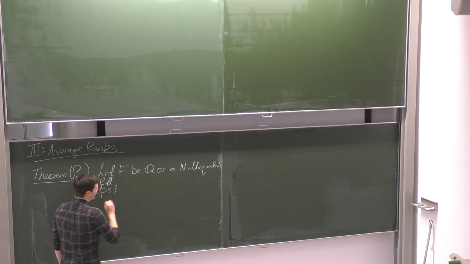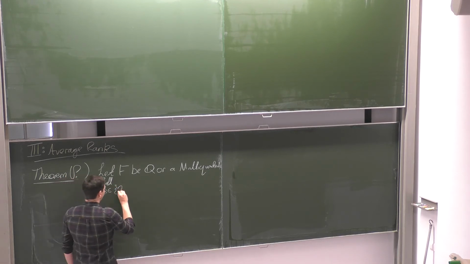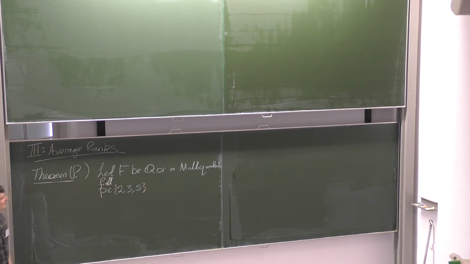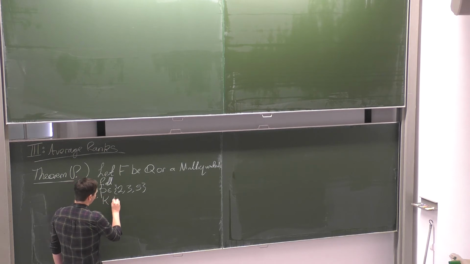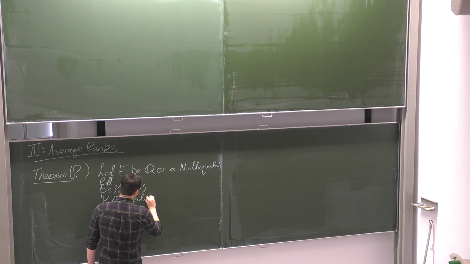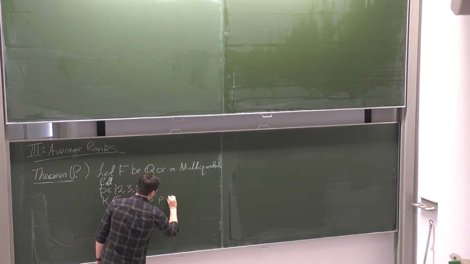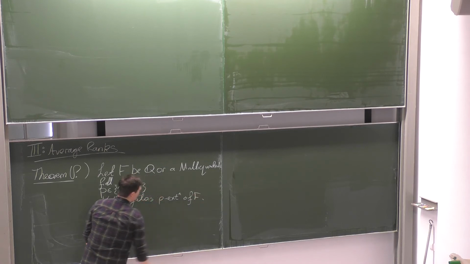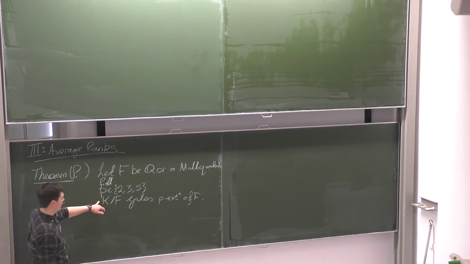P, I asked you to remember a condition on primes. It can be 2, 3, or 5. And then finally, the main player in the story, K has to be a Galois P extension of F. By this, I mean not only that it's a finite Galois extension, but the Galois group has to be a P group.